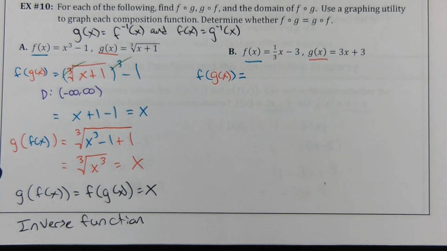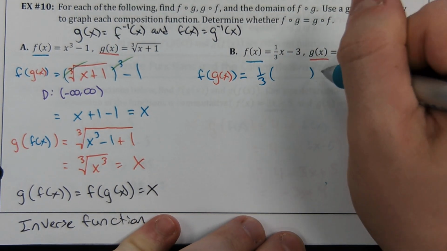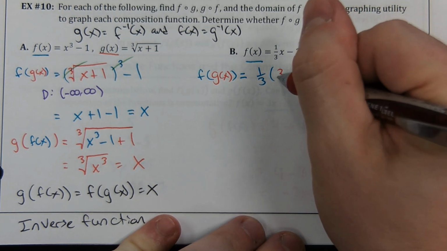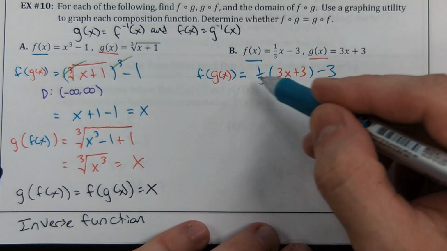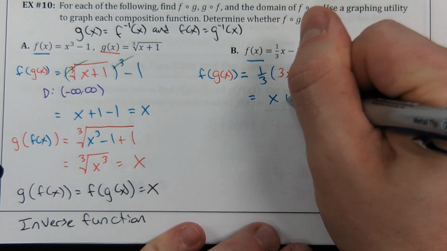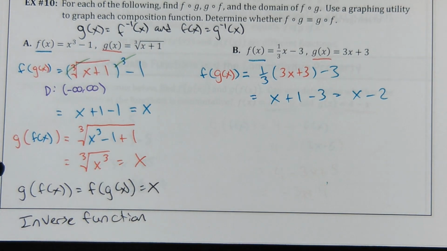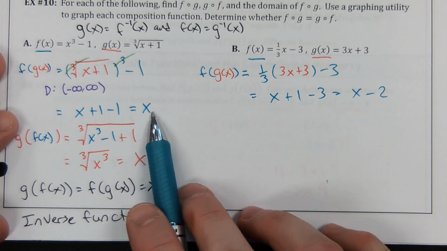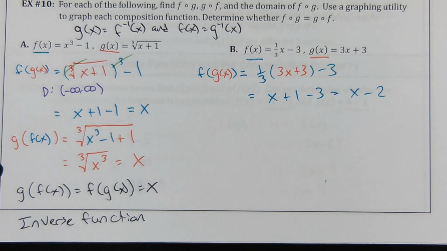Anyway, we've got this 1/3. We're going to throw red g of x in there. Red g of x is 3x plus 3. When we distribute this 1/3, what it gives us is x plus 1 minus 3, which is x minus 2. We instantly know that these two functions are not inverse functions, because in order for them to be inverses, they have to cancel each other and leave behind just x. But that doesn't mean that the compositions aren't equal. Maybe they are. Let's find out.